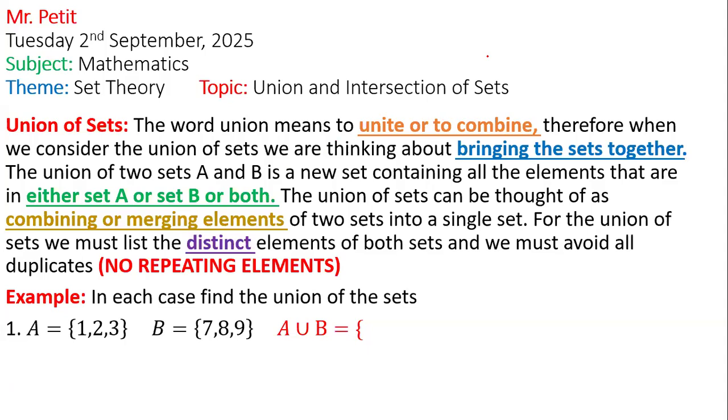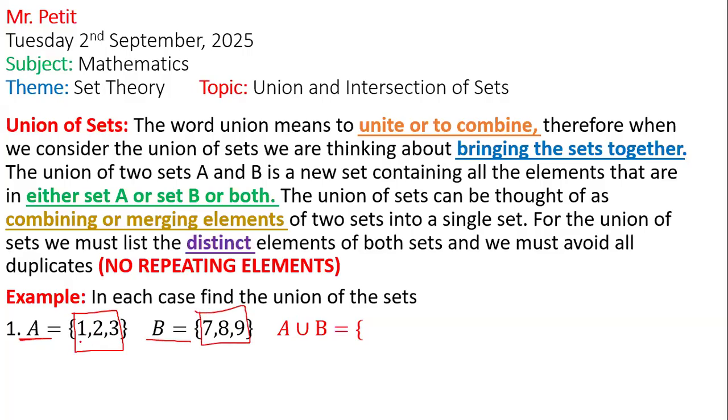For those of you who already know the answer, put it inside the chat. So if we want to find the union of set A and set B, we want to find the union of them. What do you think is going to be the union of set A and set B? Remember, we have to combine them. We need to put everything in the set.